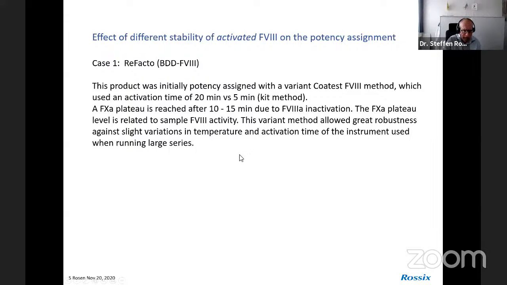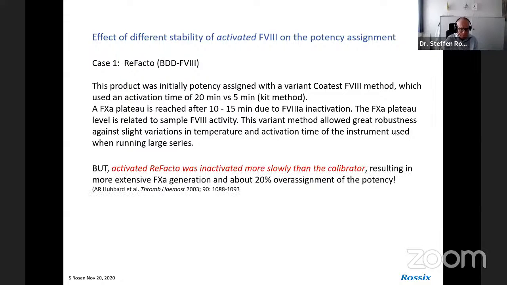made use of the fact that the factor Xa plateau is reached after about 10-15 minutes due to inactivation of factor VIIIa. And the level of the Xa plateau was related to sample factor VIII activity. So this variant method allowed great robustness against slight variations which may occur in temperature and activation time when you run large assay series, for example full microplates, because maybe you don't have full check that the activation time is equal in all samples, but there was a problem.